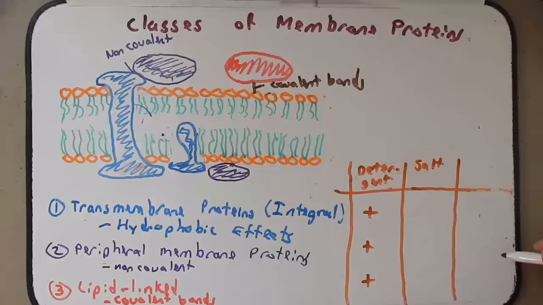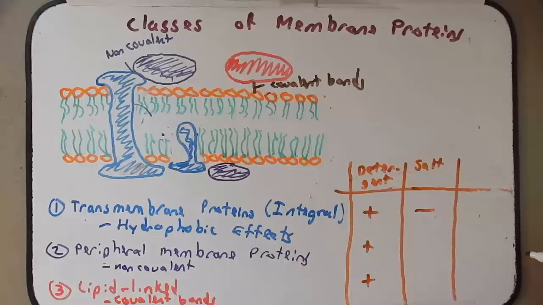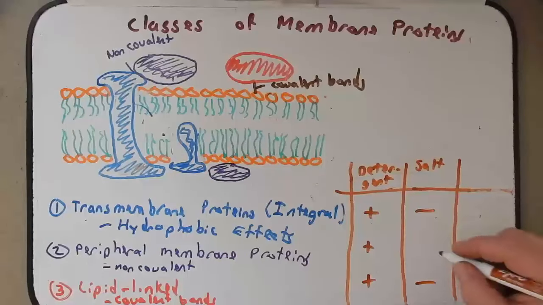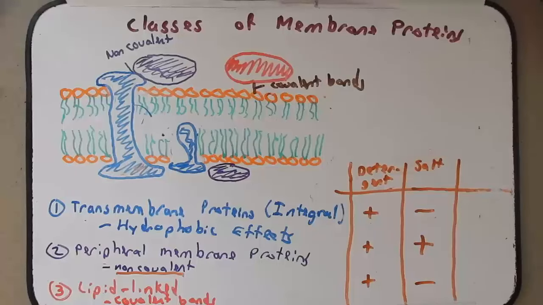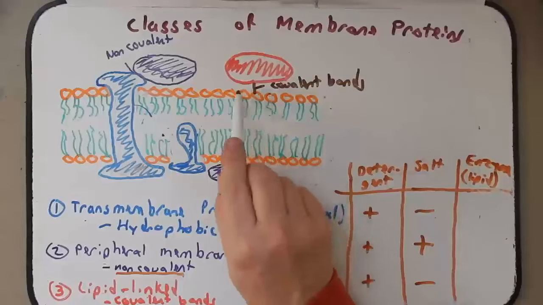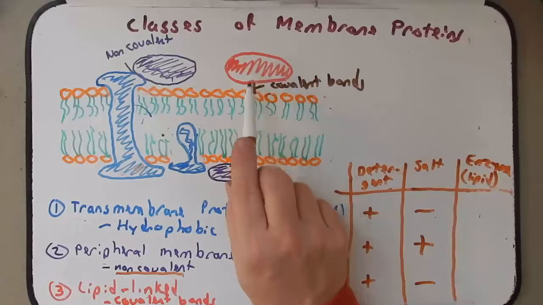So when we add a salt to the cells, it won't release our transmembrane proteins, and it won't release our lipid-linked proteins, but it will release our peripheral membrane proteins because they're being held together by these non-covalent bonds. Well, still though, how are you going to distinguish between a transmembrane protein and a lipid-linked protein? There are specific enzymes that will cut specifically at the covalent bonds that hold lipid-linked proteins to a membrane.